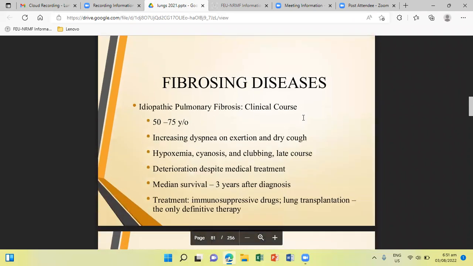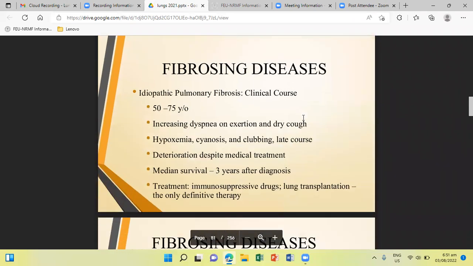So the usual patients would be somewhere around 50 to 75 years of age. They characteristically exhibit hypoxemia, cyanosis, and clubbing may occur later in the course. The progression in an individual patient is unpredictable. Usually, there is gradual deterioration in the pulmonary status of the patient in spite of medical treatment.